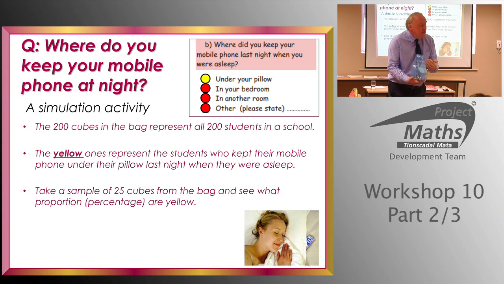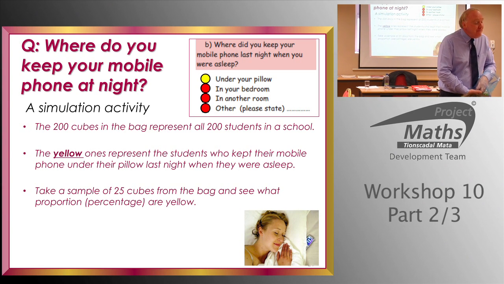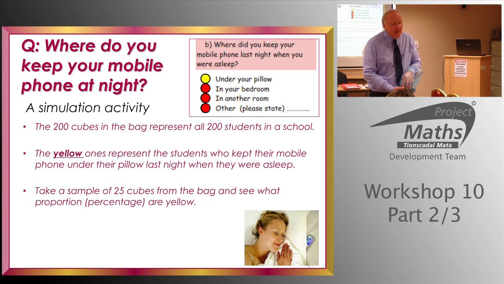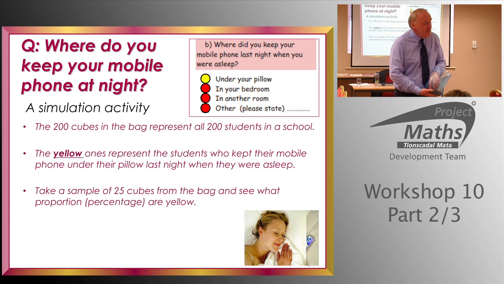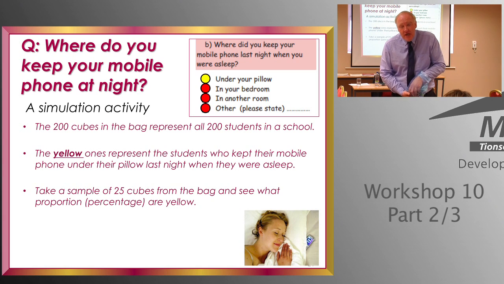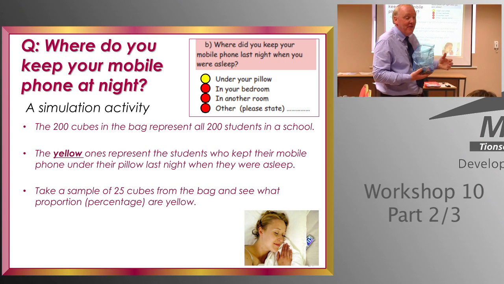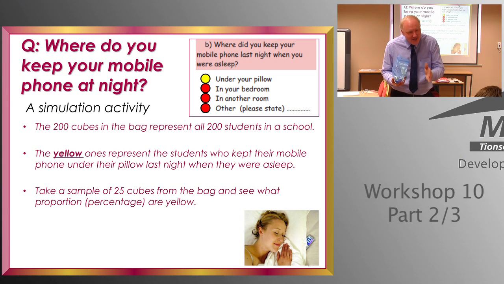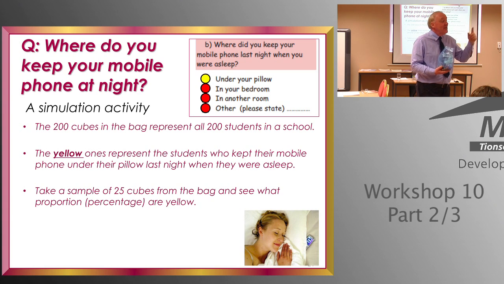I'm going to break a rule here. Generally, your sample size should be 10% or less of the population. It's called the 10% rule. If my population is 200 and I'm taking out 25, I have broken that rule. Why? Well, 25 is a nice number because 4 times 25 is 100, so I get nice percentages, and it makes it nice and easy.